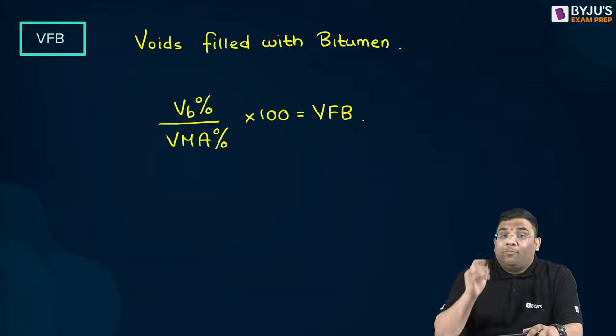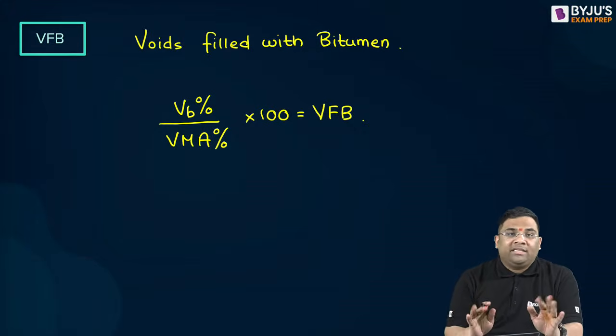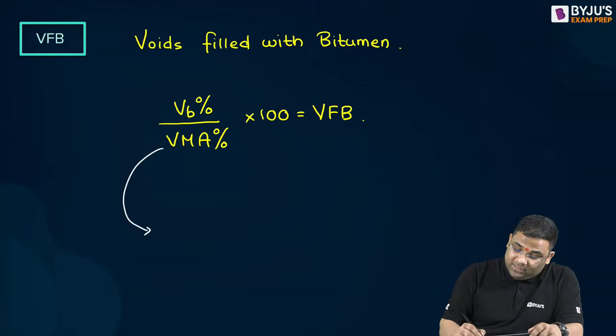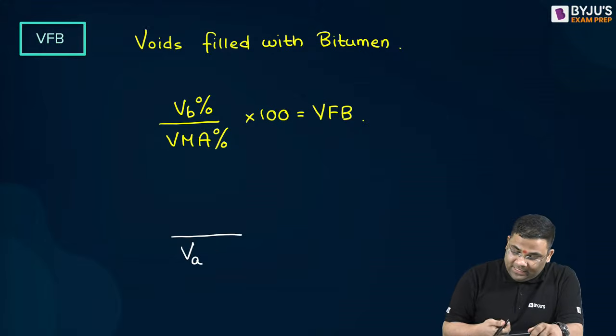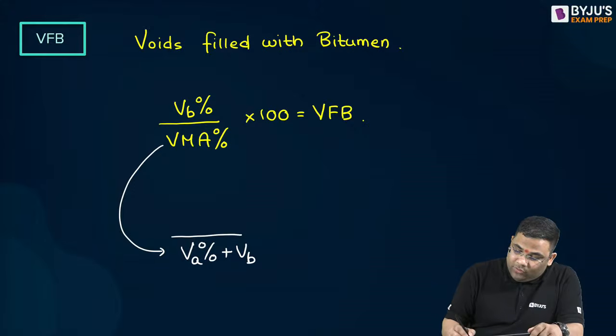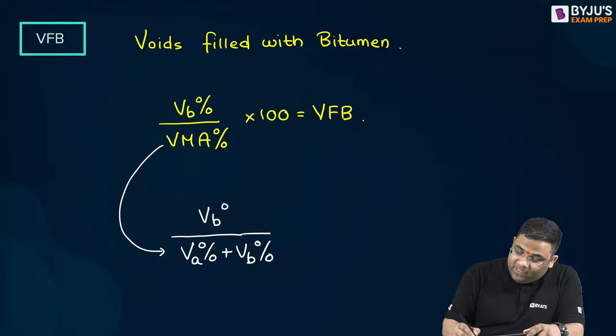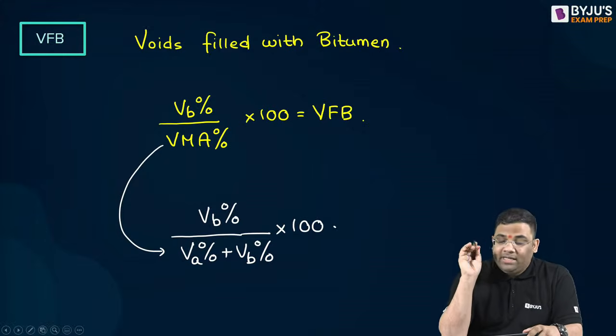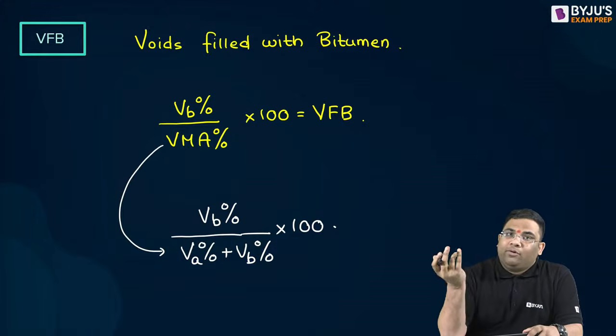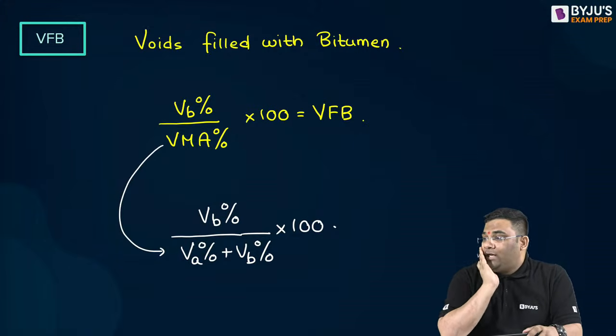As I told, it is voids filled with bitumen. Means out of total voids, how much voids are filled with bitumen? This is the volume of air voids percentage plus your VB percentage. This is the total, and out of this much is filled with bitumen. So this into 100 will give me VFB. Understood? Very good. Let us summarize and solve some questions, and also I'll give you a homework question.